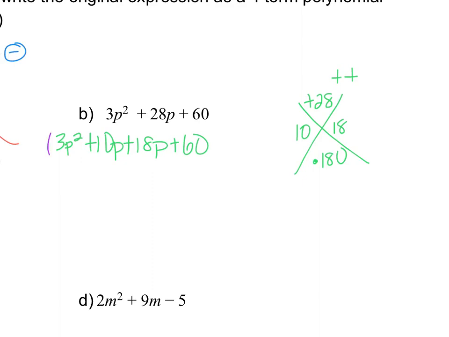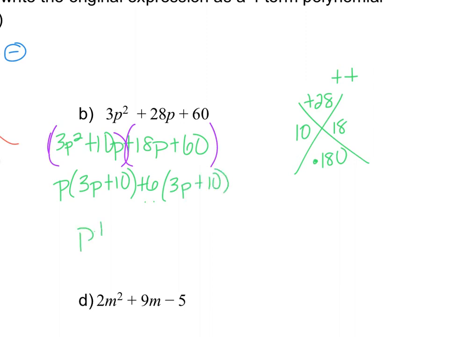Let's factor them out. What do we got? So we can factor out just a p there. So that gives you 3p plus 10. And then here we can factor out a 6. So a positive 6, so this would be 3p plus 10 here. So our final answer is p plus 6 times 3p plus 10.